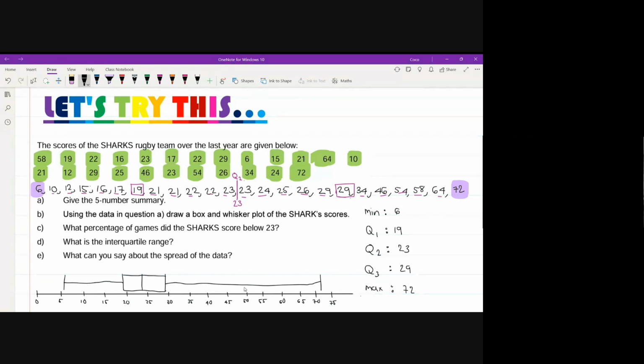Lovely. Okay, so the next question says, what percentage of games did the Sharks score below 23? Now, they're asking us for a percentage, right? And below 23, we know that our median, our Q2 is 23. This is Q3 and this is Q1. If this is 23 over here, grade 10s, what percentage of the scores are below there?